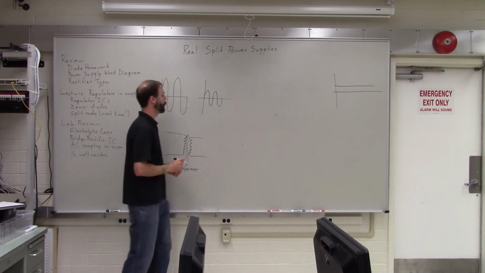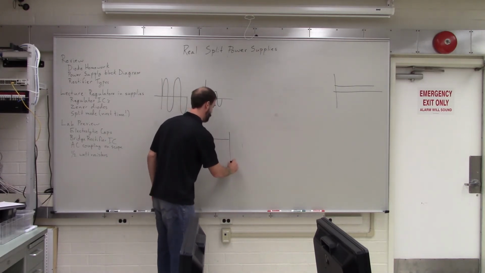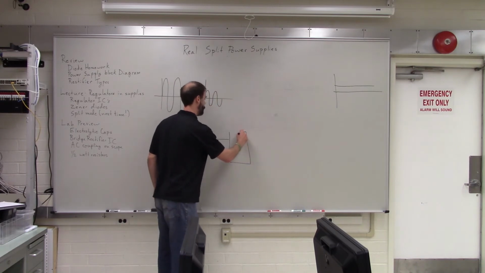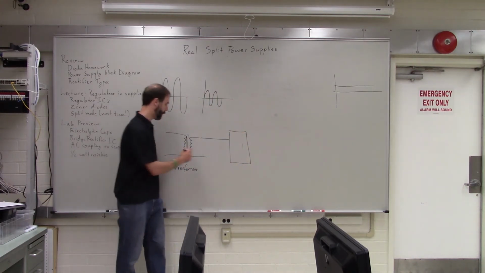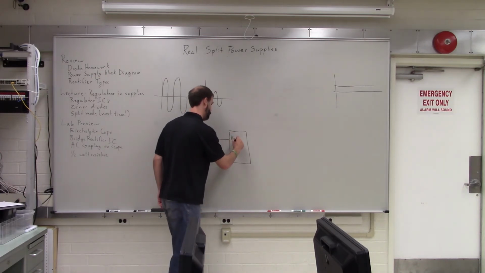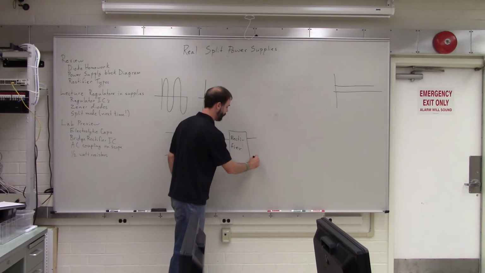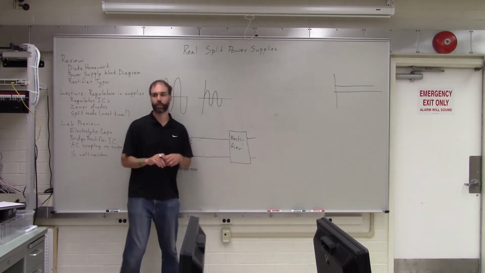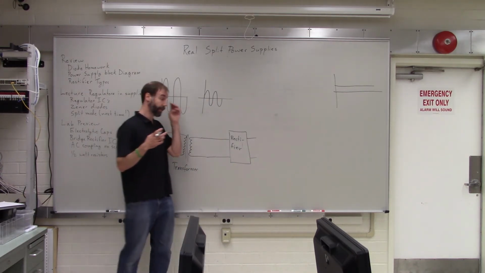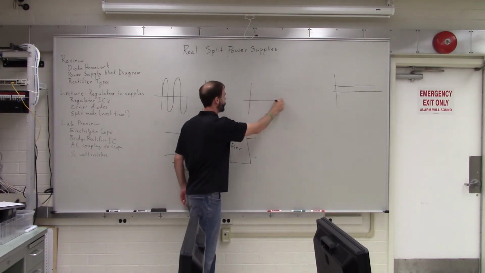So we got a transformer. And then what is the next component that we have in our power supply? Rectifier. Rectifier, yeah, exactly. And what does the rectifier do? Cleans it up. Yeah, it leaves us with only the positive part of our signal.